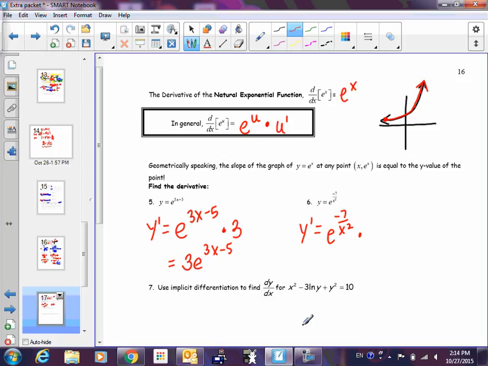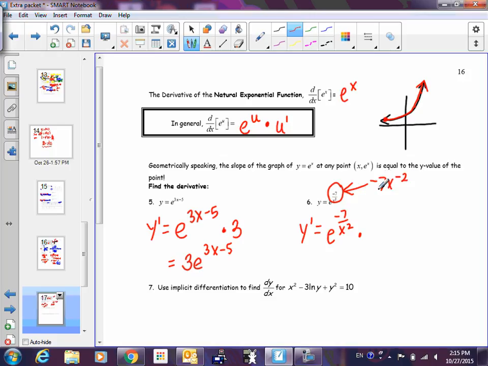Now, as this is written, what rule would I need to use to derive -7 over x squared? Quotient. And you can totally use that rule, and there's nothing wrong with that, except that you're doing an awful lot of work. Is there another way to write -7 over x squared? -7x to the power of -2.